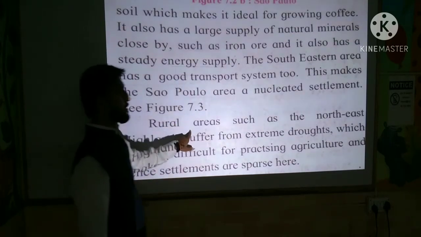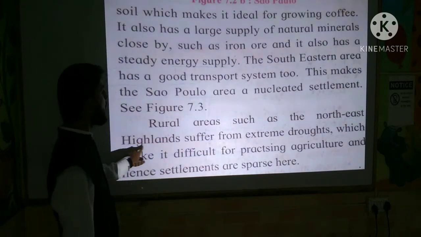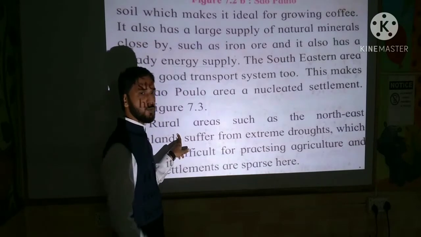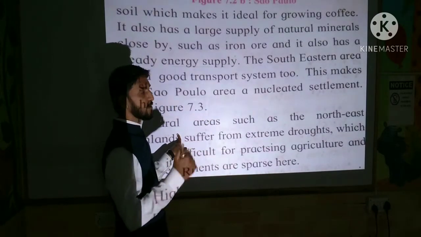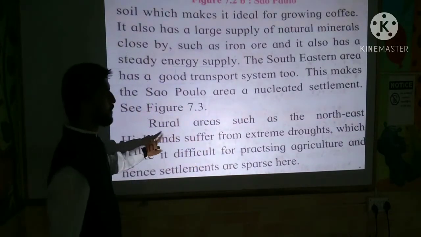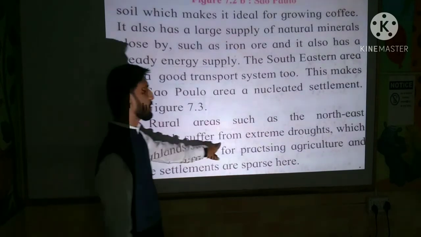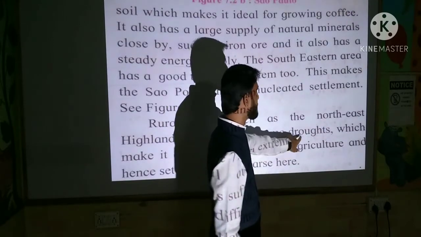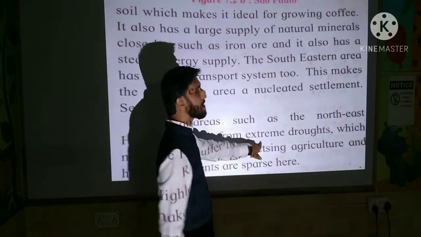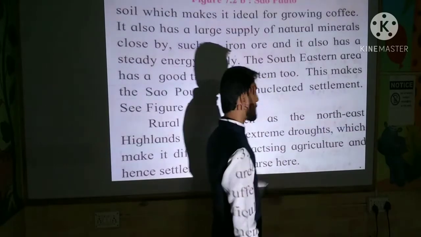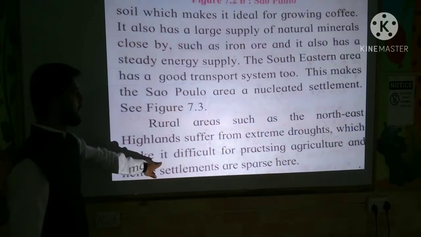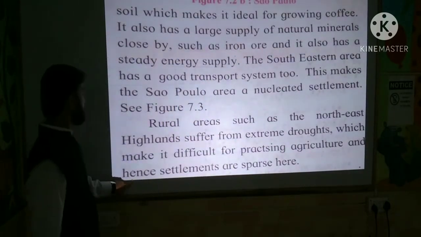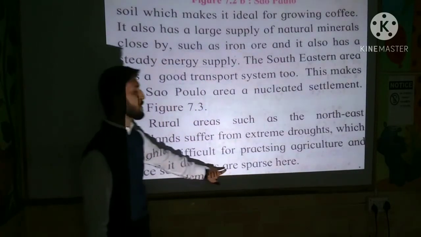Now rural areas such as the northeast highlands. Students, we see in the physiography map also, the highland area is mostly the east and south part. The northeast highlands suffer from extreme droughts. The drought quadrilateral area we studied earlier in lesson number 3. So extreme drought conditions are there, in the northeast part, which make it difficult to practice agriculture, and hence settlements are sparse here.